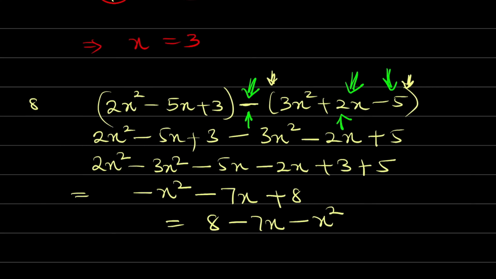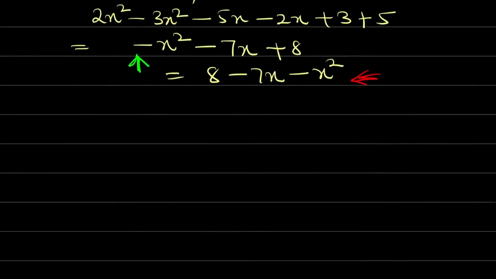Remember, it is an expression. We do not have equal to 0 here, so we cannot multiply through by minus to get rid of this negative. We simply leave it as it is because there is no equal to 0. So we just rearrange to make it make sense this way.